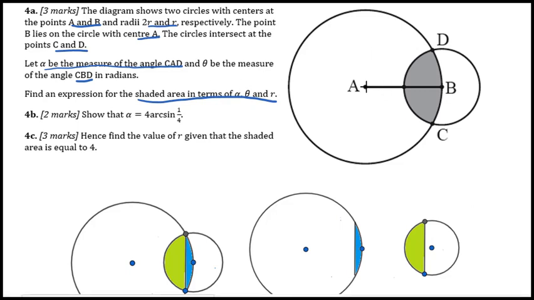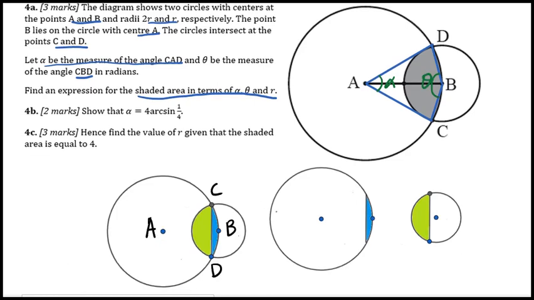First of all, we will connect AD and AC, and also BD and BC. According to the given information, we know DAC is alpha, and CBD is theta.